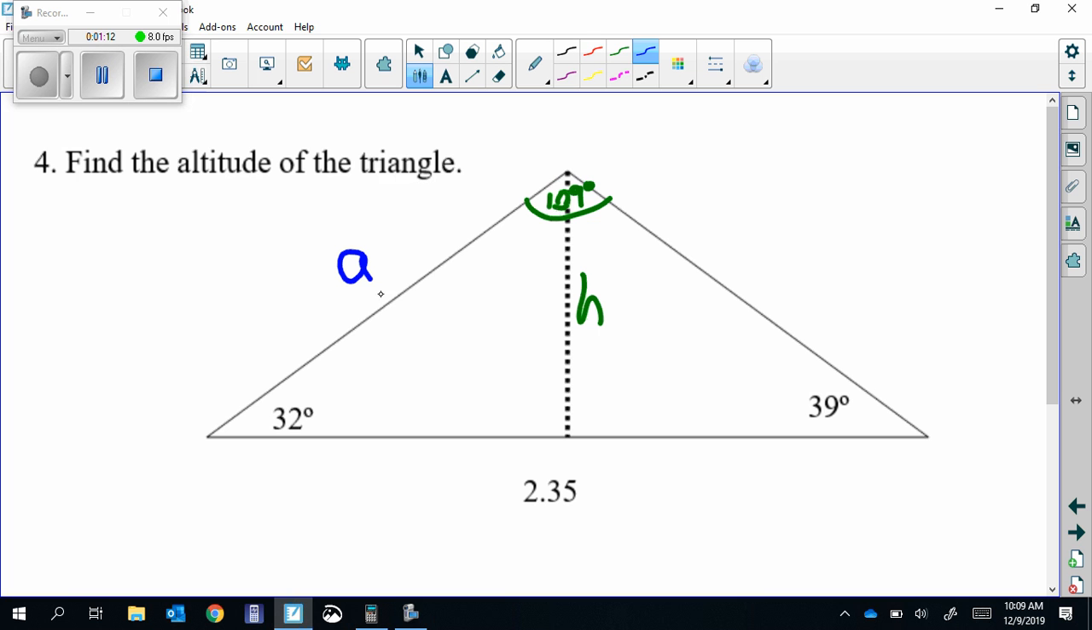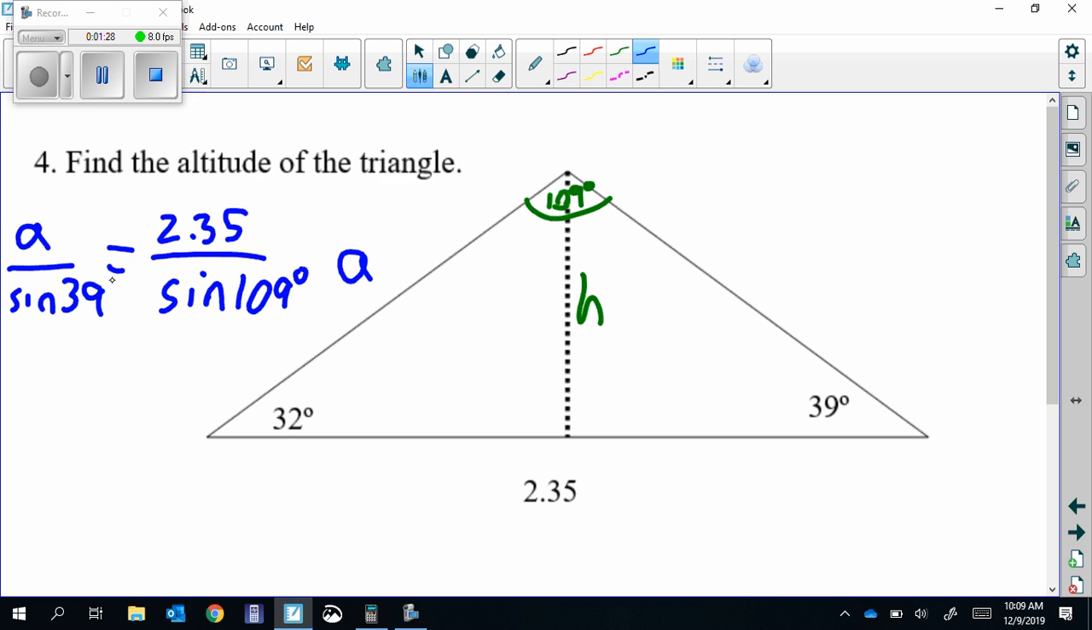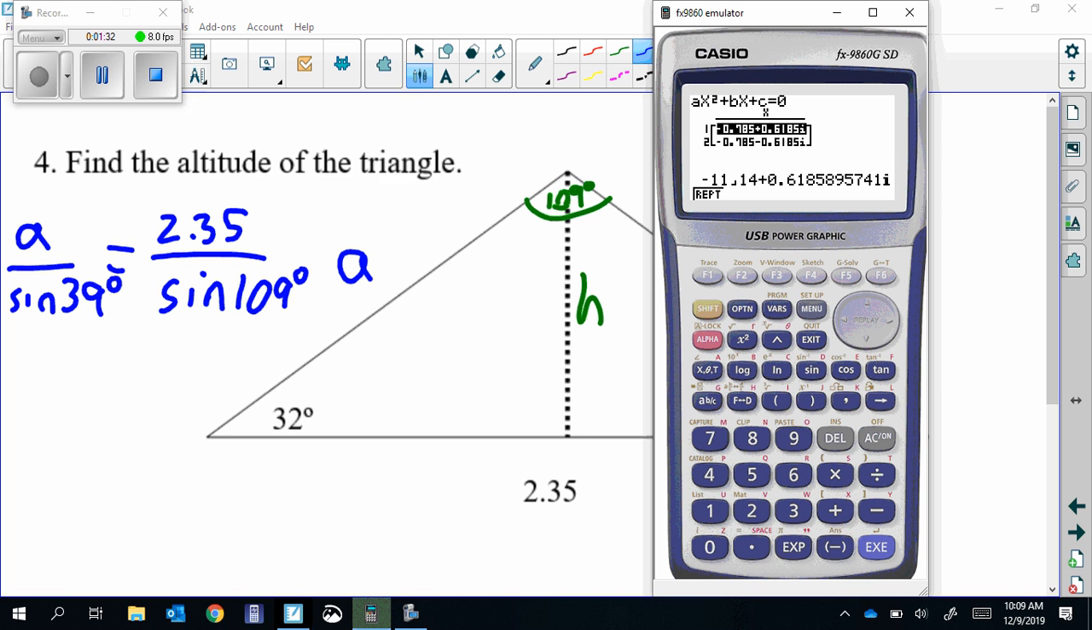So when we set this up, to find A first, we're going to set it up: A over sine 39 equals 2.35 over sine 109. These angles are in degrees, so when we type it into our calculator, we better be in degrees. So check your settings, make sure your angle is set to degrees, otherwise you're going to get the whole thing wrong for no good reason.